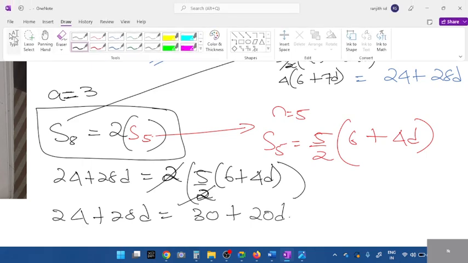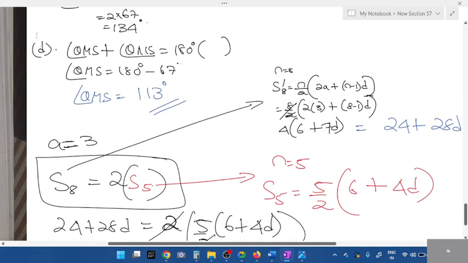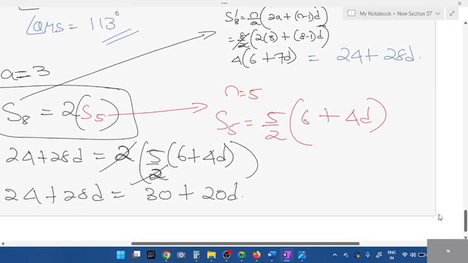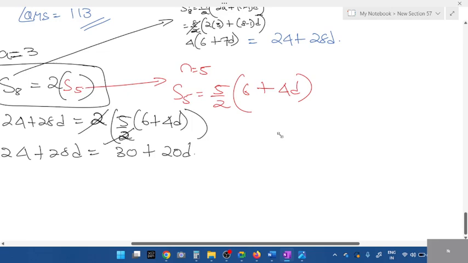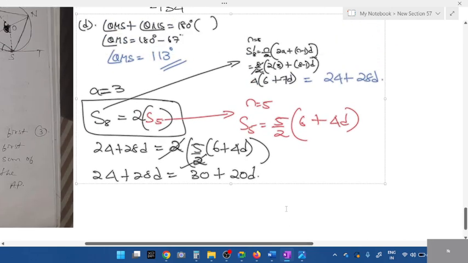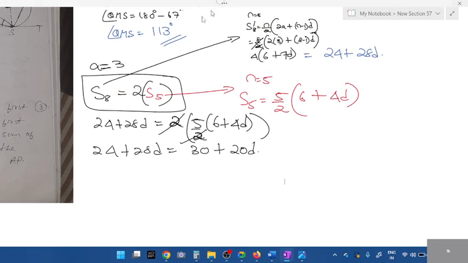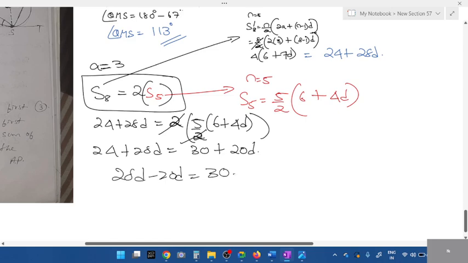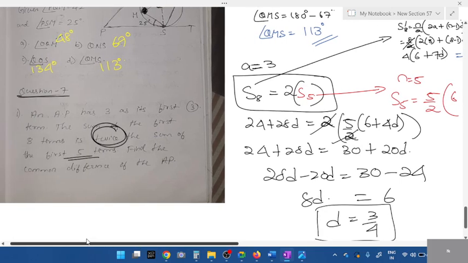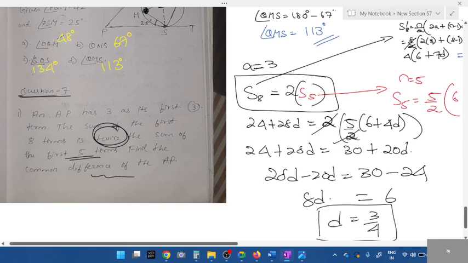All of you understood? Any doubts so far? Is it clear, students? Okay, if you solve, you'll get the value of d. See, everything is gone, only d is left. We have only d. Substitute the value. 28d minus 20d is equal to 30 minus 24. 30 minus 24 is 6. What's the answer? d is equal to 3 by 4. What else have they asked? That's it, only the common difference. Even this is from a competency question. 3 by 4.